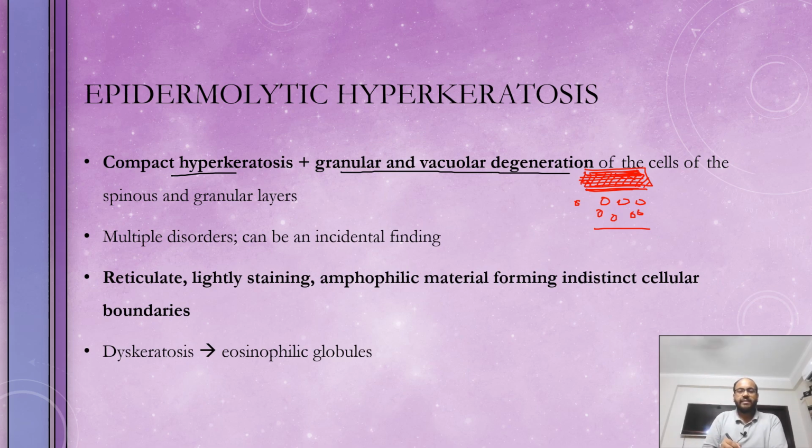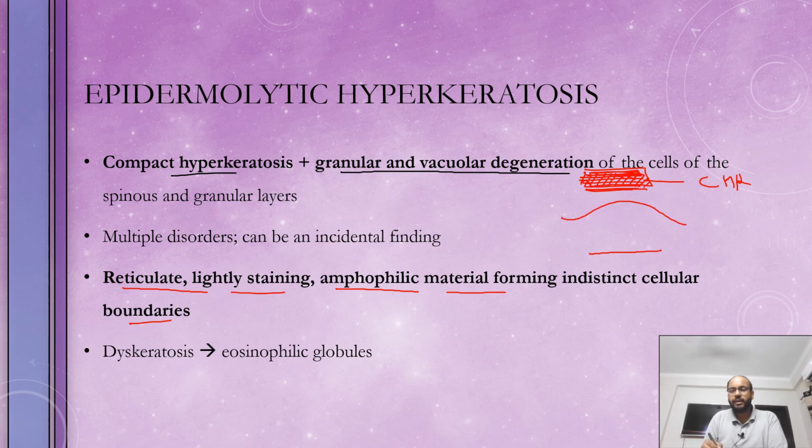layer. And inside this split, you will see reticulate lightly staining amphophilic material with distinct cellular boundaries. What do we mean by that? We mean that if this place, let me just erase it and draw it again. We have compact hyperkeratosis, and in between the epidermis, you have a large split. And inside the split, you will have amorphous, pinkish, lightly staining, pale pinkish appearance of substance in epidermolytic hyperkeratosis. You can also have dyskeratotic cells.